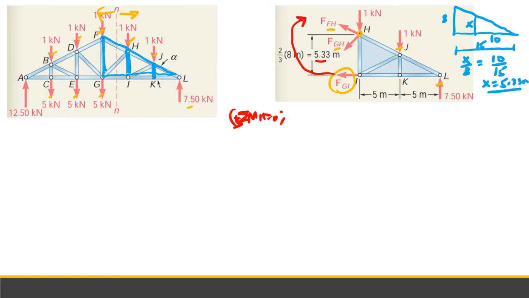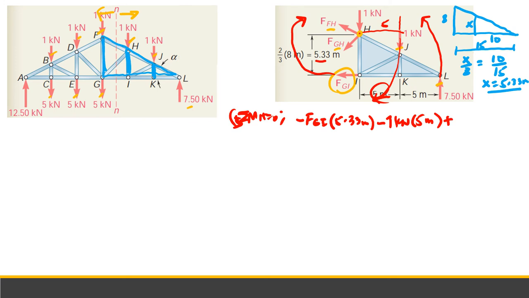And then, the summation of moment at H equals to 0. So FGI, meron siyang clockwise na rotation with respect to H, so magiging negative siya. FGI times 5.33 meters. And then, with respect to H, yung 1 kN natin is merong another clockwise rotation. So, minus 1 kN multiplied by 5 meters na perpendicular distance. So, the distance dito is, this is 5. So, pareha dito. And then, yung 7.5 is magiging positive since it will create a clockwise rotation doon sa H natin. So, 7.50 kN multiplied by 10 meters equals 0.